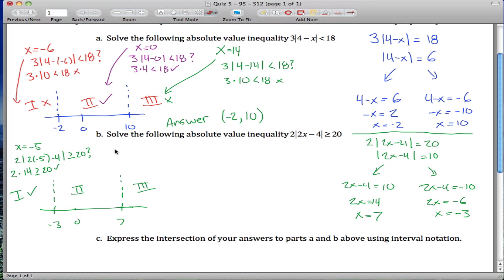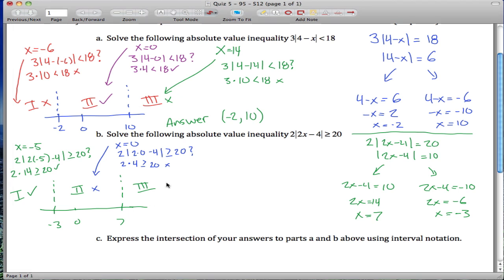Switch colors and try something from this middle region. X equals 0 is always a good one to try. 2 times the absolute value of 2 times 0 minus 4. Is that greater than or equal to 20? Question mark. Well, let's see the absolute value. 2 times 0 is 0, minus 4 is negative 4. The absolute value of negative 4 is 4. 2 times 4 is 8, which is not greater than or equal to 20. So these guys are not in our solution set.